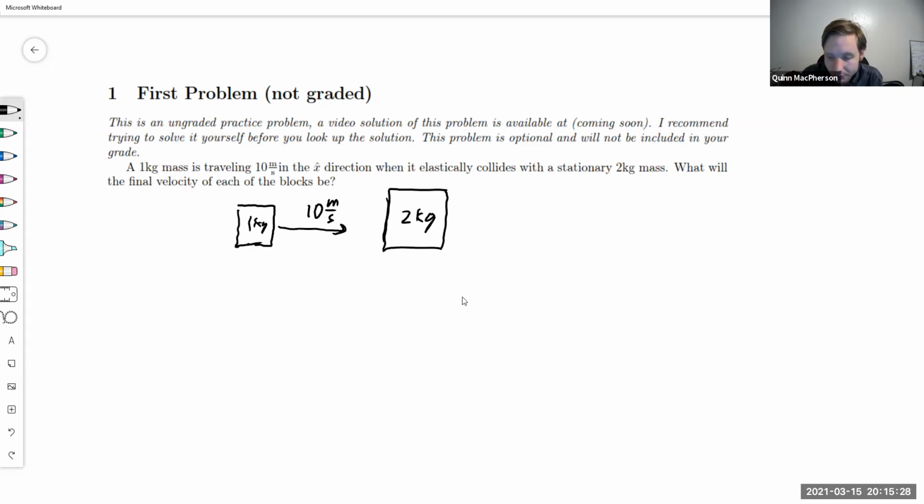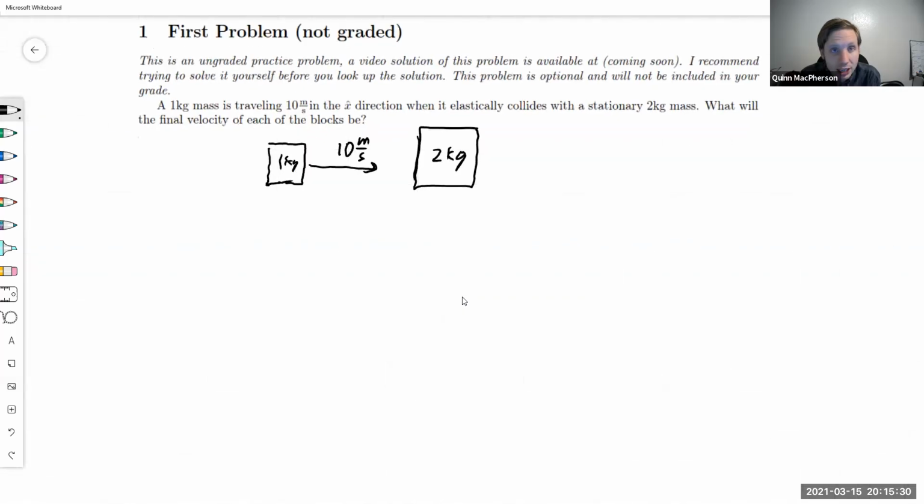Okay, so it is an elastic collision. So it's a collision. We can use conservation of momentum. It's elastic, so we can use conservation of energy. So I'm going to write conservation of momentum. I'm going to call this block A, and I'm going to call this block B. And I'm actually going to do this whole problem in terms of variables, and I'm only going to stick in the numbers at the end.